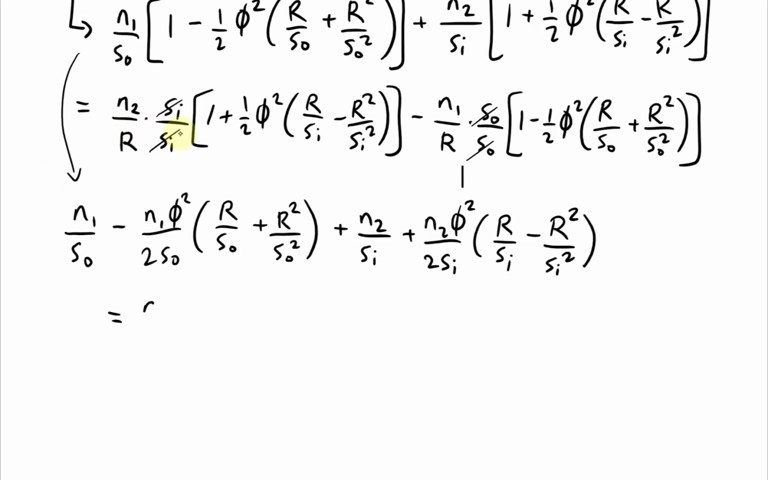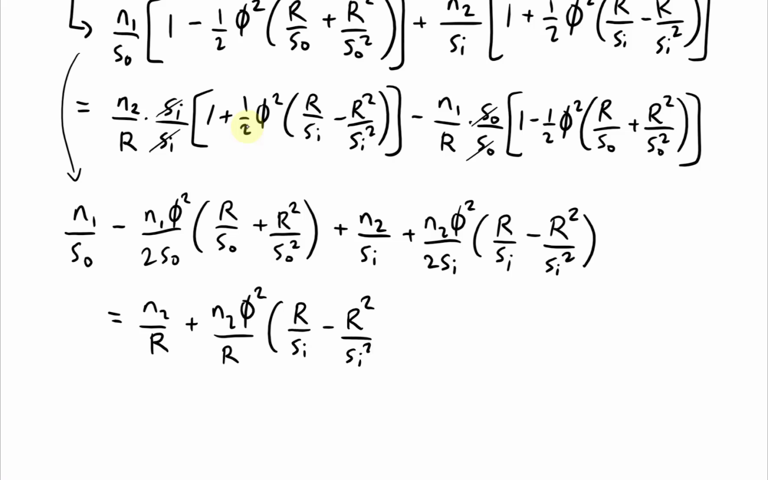So we're going to have N2 over R. Multiplied by 1 is just that, N2 over R. Keep going. It's going to be plus N2 phi squared over R. Now the next one's going to be, well, we have this other bracket, R over Si minus R squared over Si squared. And now this is going to be minus.